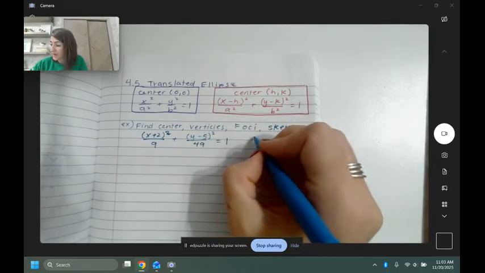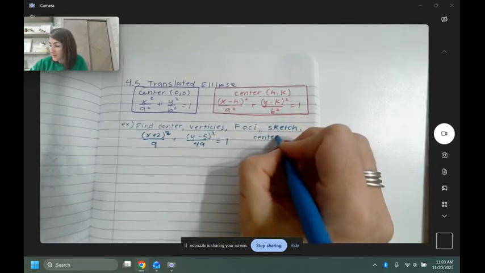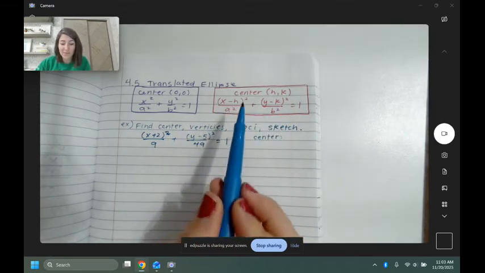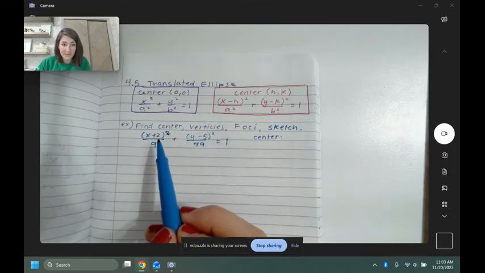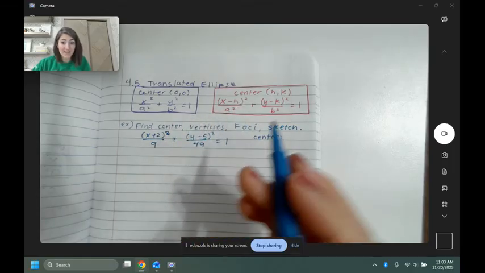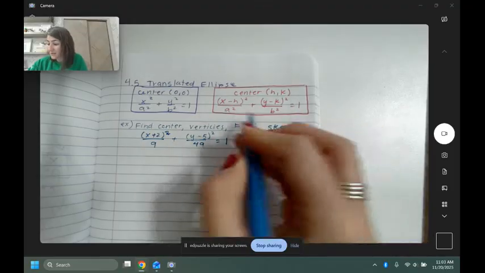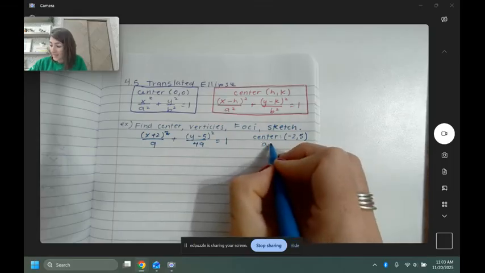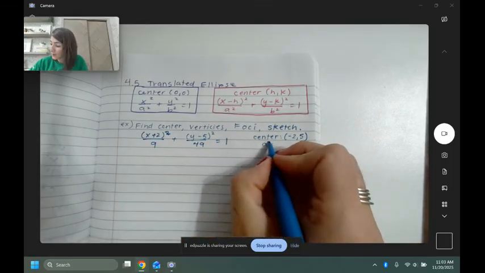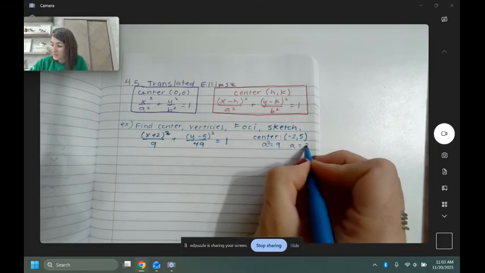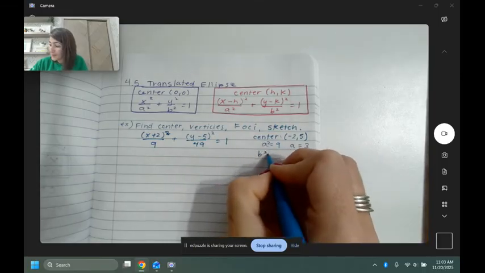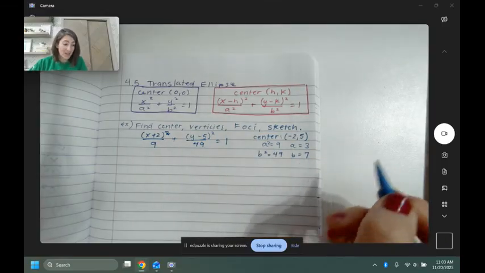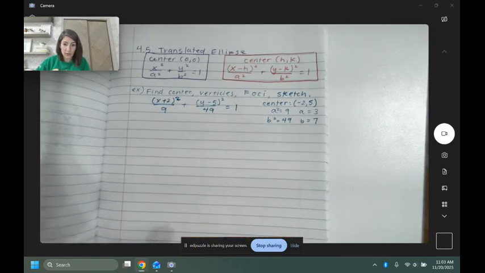So from this, I can tell you that the center is, remember that these are the opposite. So whatever is in this parenthesis, the actual point will be the opposite of it. So the center here is at the point (-2, 5). If a squared is 9, then a is 3. If b squared is 49, square root both sides, b is 7. So with this, I can start drawing my sketch.